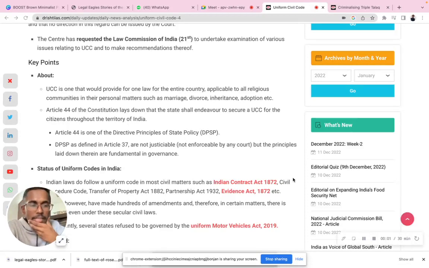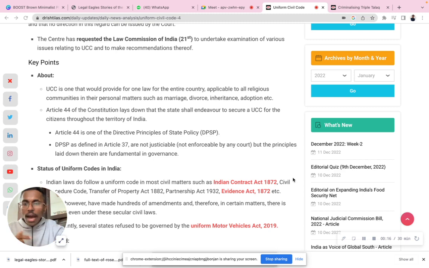So many of you have asked me, Pawan, what exactly comes under the ambit of Article 44? See, Article 44 speaks about the Uniform Civil Code. Now, what is this Uniform Civil Code? Uniform Civil Code means one unified law for all.